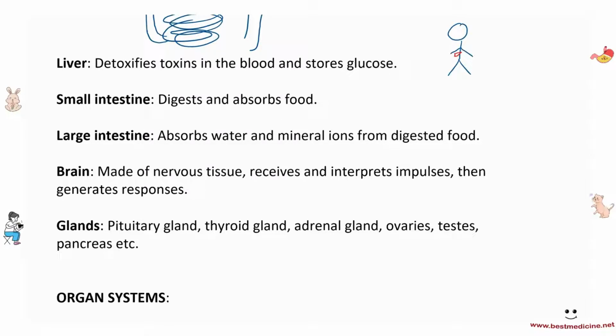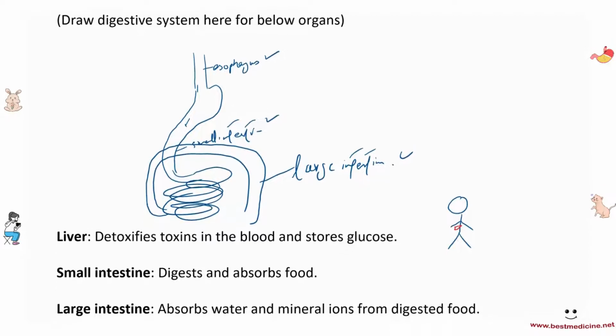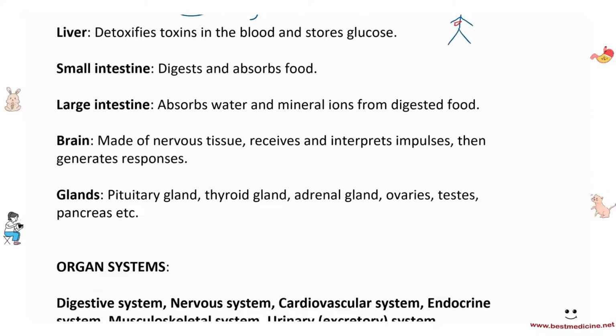Number 2, we've got the small intestine, which we just looked at. After the stomach, we've got the small intestine. The small intestine helps in digestion and absorption of food, and we've already looked at how it is adapted to absorb food. Number 3, we've got the large intestine. The large intestine is not involved in absorption of food. However, it is involved in absorption of water and mineral ions from the digested food, and so the large intestine also helps in making feces.